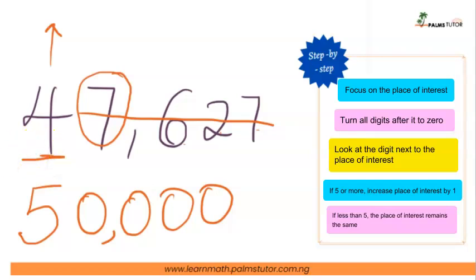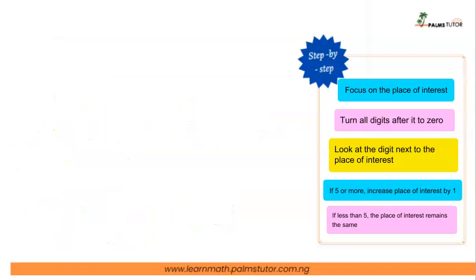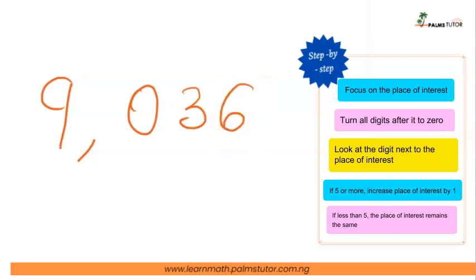Now let's see this. You are going to do this one, and then you leave your answers. 9,036. You are rounding it to the nearest 100, the underlined digit. What's your answer? Please let me know.